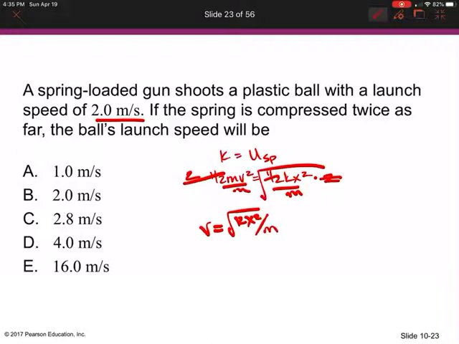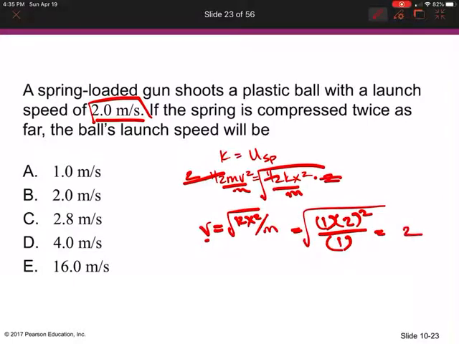Okay, so now I'm going to plug some numbers in so that I get this initial speed to equal 2, because that's what it says the initial speed is. If I make x 2 and k 1, and I do 2 squared over 1, and take the square root of that, then I get 2. Okay? So that's good, because that's what I wanted for the initial speed.